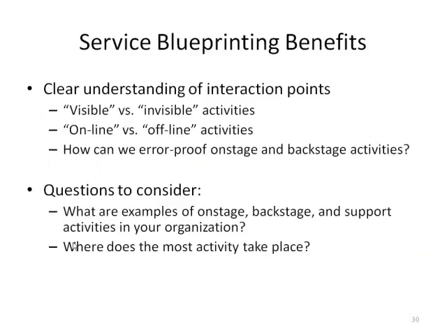So I start thinking about the systems design from a somewhat higher level. So the service blueprinting benefits, we get a clear understanding of where the interaction points are. Visible versus invisible activities, online versus offline activities. Offline, those are the support activities we do. And we can ask ourselves, how can we error-proof on-stage and backstage activities? Questions to consider in your business: what are examples of on-stage, backstage, and support activities in your organization, and where does most of the activity take place? If most of the activity is taking place on stage, then that has implications for the type of personnel you have in your organization. If the vast majority of activities are taking place backstage or in the support realm, that has other implications.